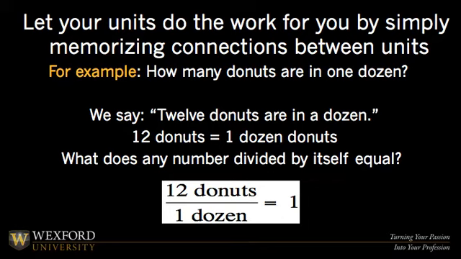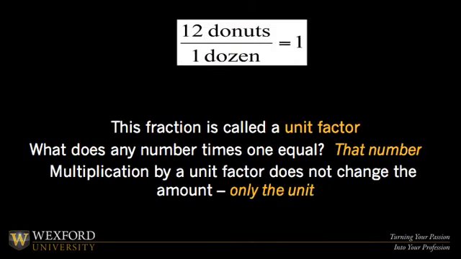For example, how many donuts are in 1 dozen? We say that 12 donuts are in a dozen, so 12 donuts is equal to 1 dozen donuts. What does any number divided by itself equal? It equals 1. Now this fraction is called a unit factor. What does any number times 1 equal? Well, it equals that number. So the multiplication by a unit factor does not change the amount, only the unit.